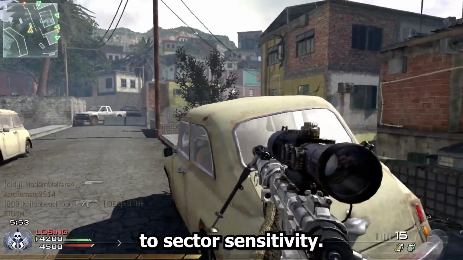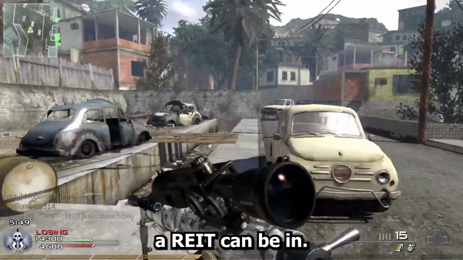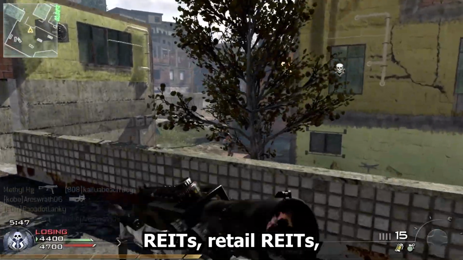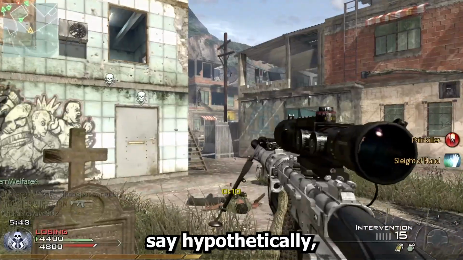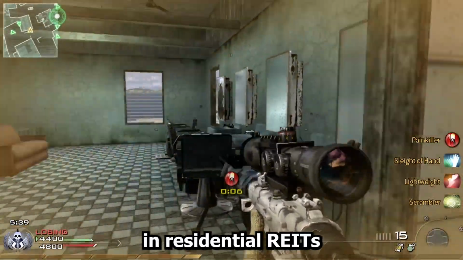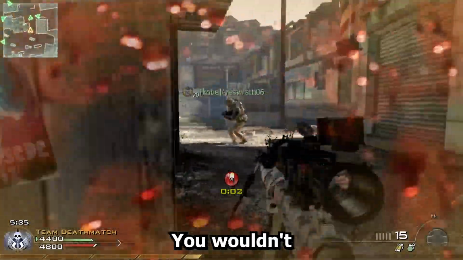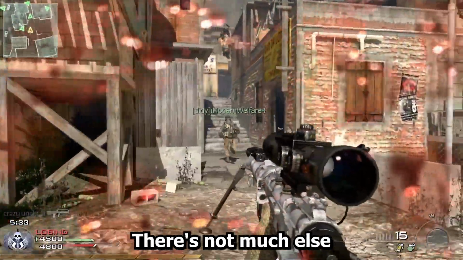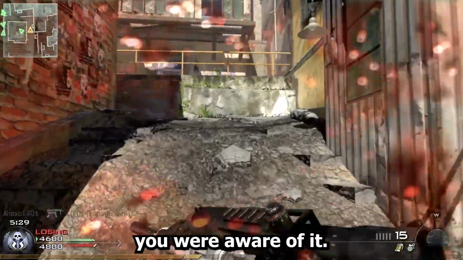But that leads me to sector sensitivity. There are so many different sectors a REIT can be in. There are industrial REITs, retail REITs, residential REITs, but let's just say hypothetically, you had a bunch of money in residential REITs during the 2008 housing market crash. You wouldn't be doing so good. There's not much else to say about that. I just wanted to make sure you were aware of it.